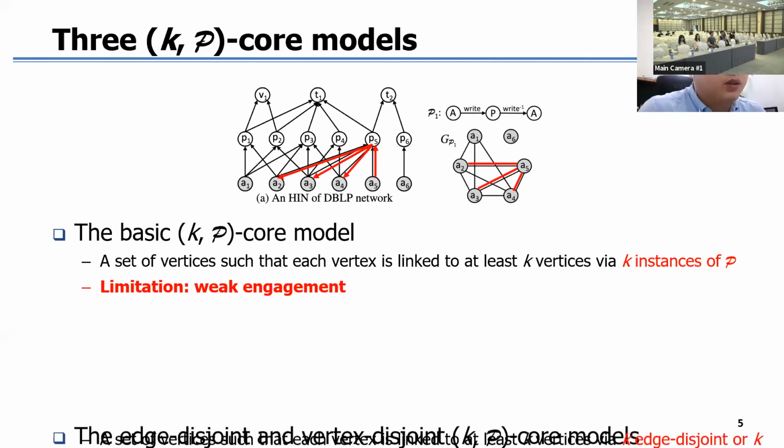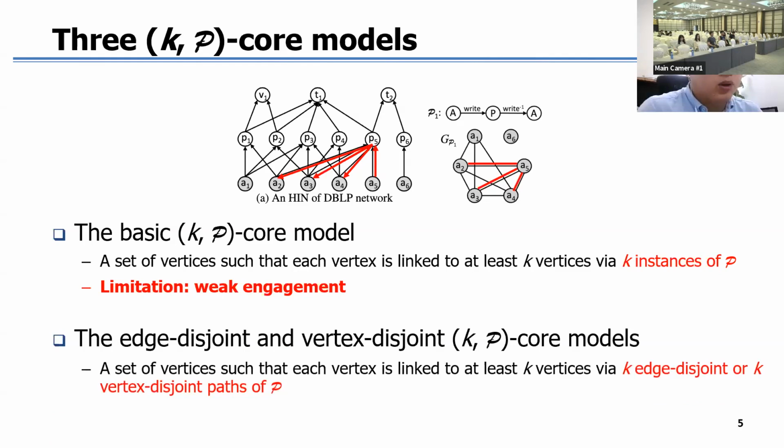To tackle this issue, the authors proposed the edge-disjoint and vertex-disjoint (k,P)-core models such that the k metapaths do not share any edges or vertices.